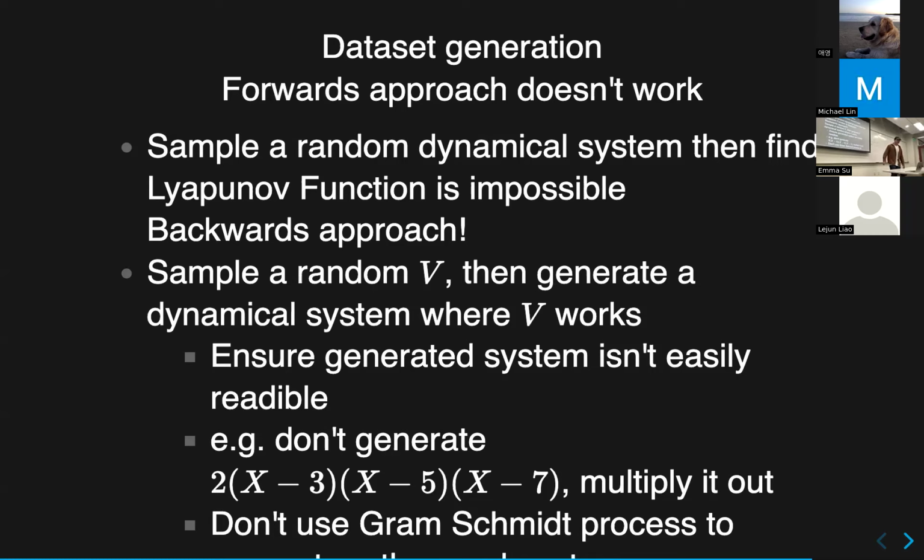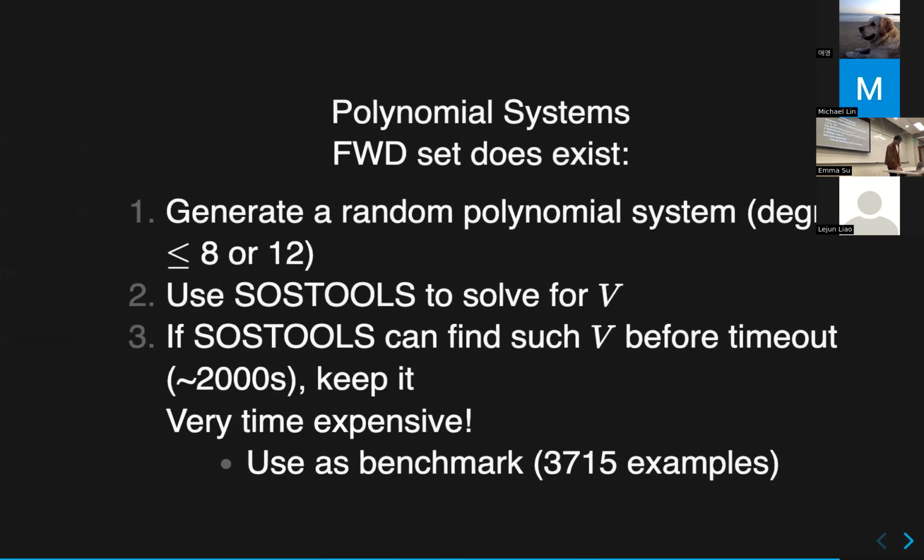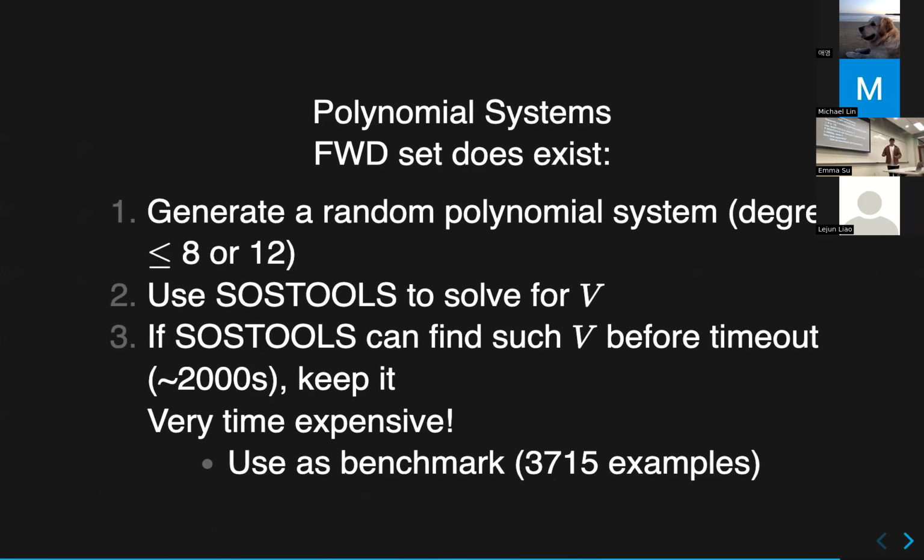Or in the further case, if you generate orthogonal vectors using the Gram-Schmidt process, then it can find that pattern pretty easily, and it won't work very well. So in this case, we generate 300,000 examples, pairs of Lyapunov functions and dynamical systems, which is a huge amount of discovery, I guess. But yeah. For polynomial systems, the forward approach actually does exist because SOS works. So this is a good way to benchmark, but it's very time expensive. As you can see, SOS takes over 2,000 seconds to generate a Lyapunov function sometimes, especially for larger degrees.